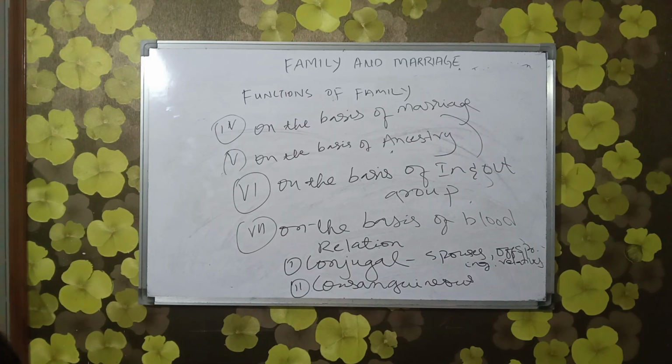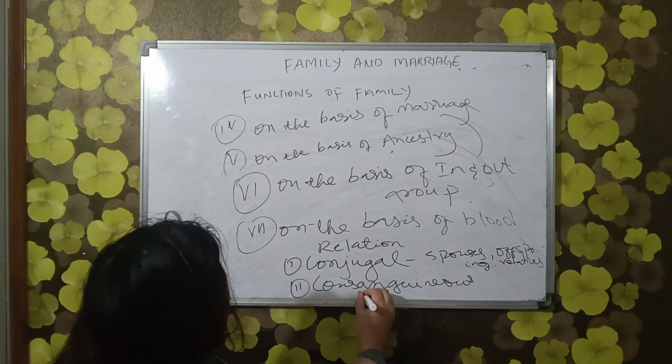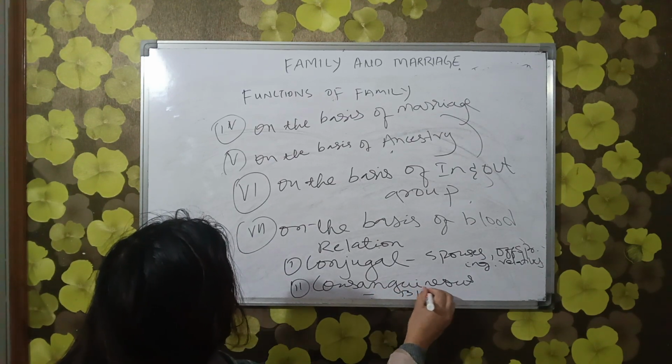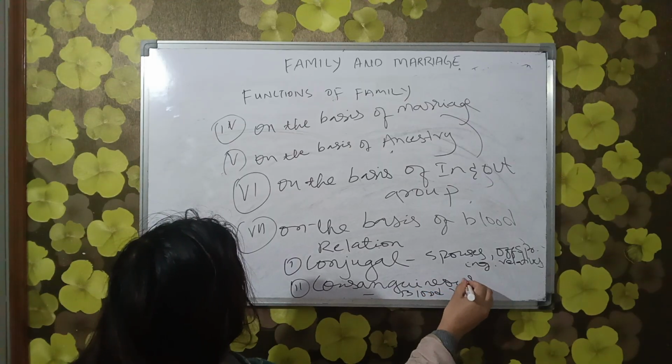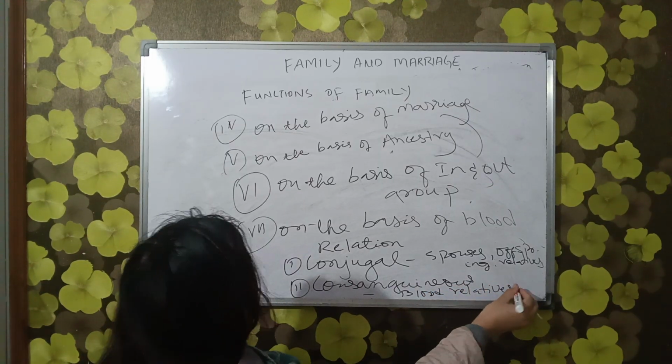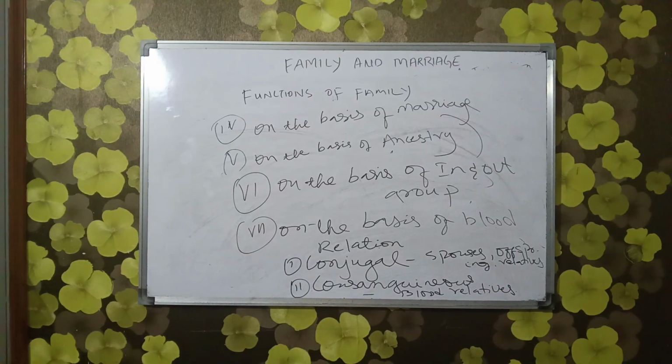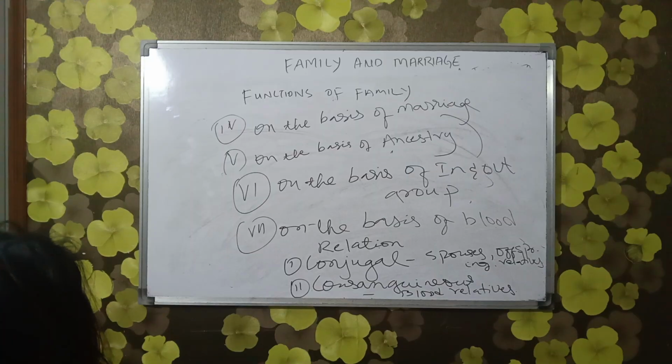Blood relatives together with their mates and children. Mainly the blood relatives with their mates and children. So these are the types of the family.